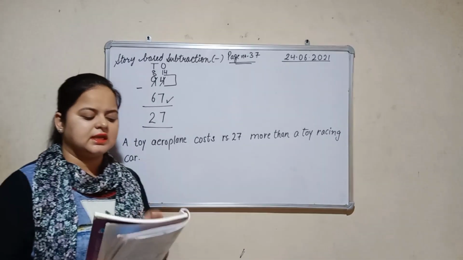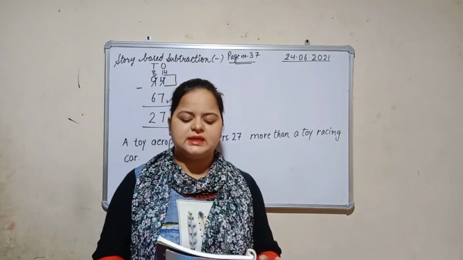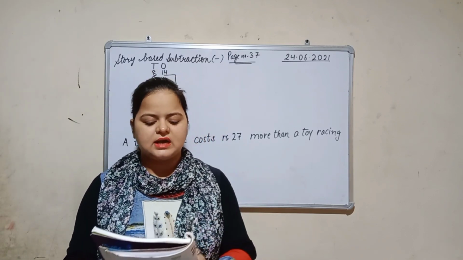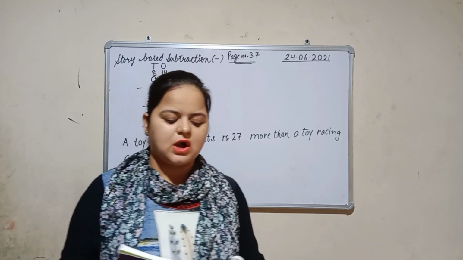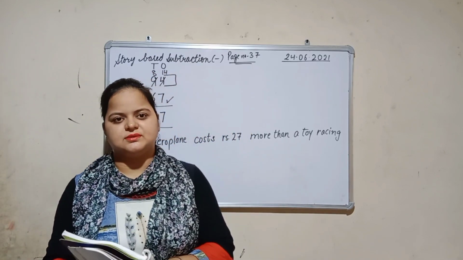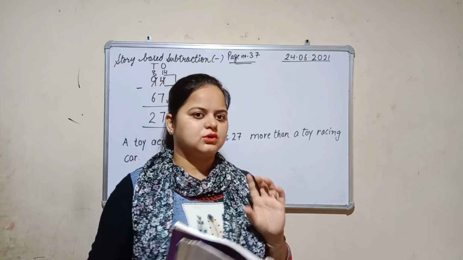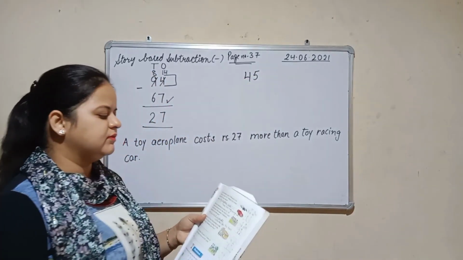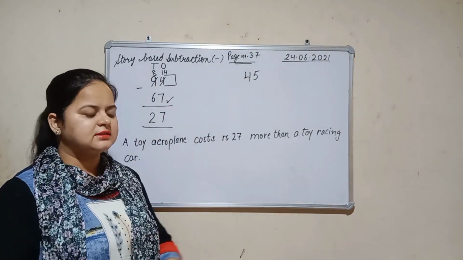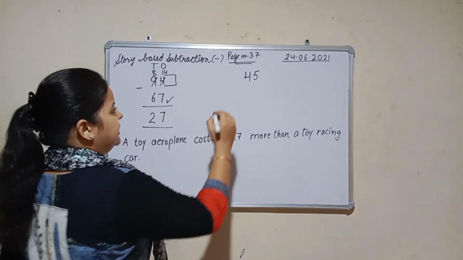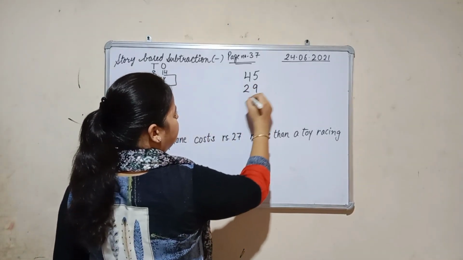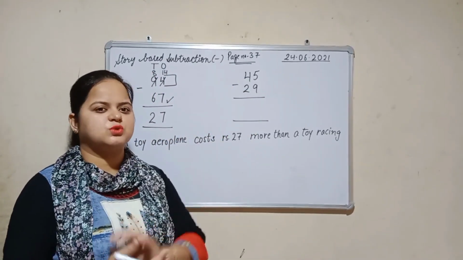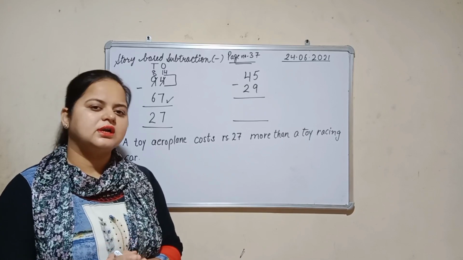Okay, the next is: there are 45 students in class 2A. 29 students are selected for the dance and the rest for the race. How many students were selected for the race? The total students are 45 and 29 students are selected for dance. So we have to find out how many students are selected for the race.